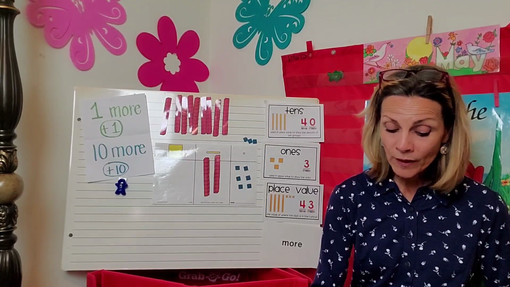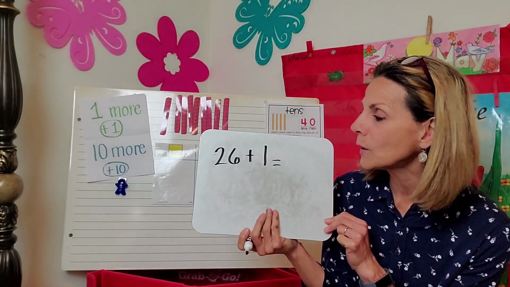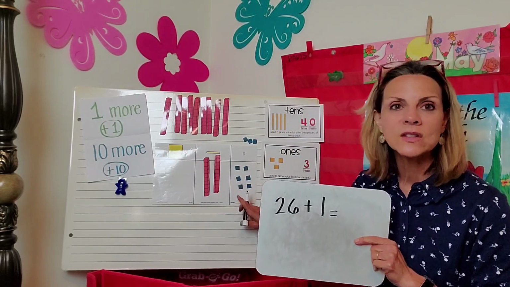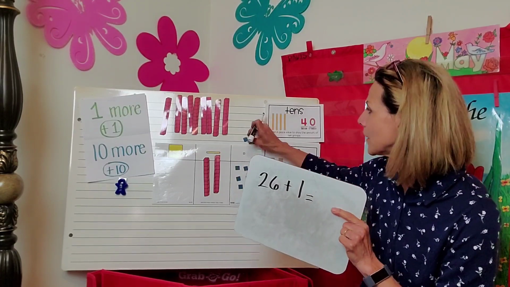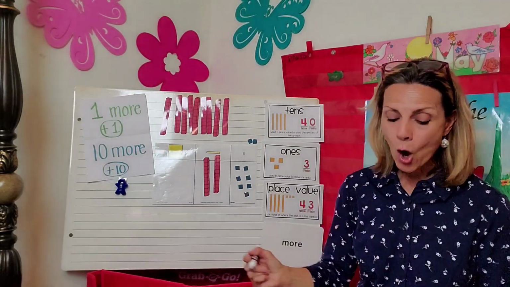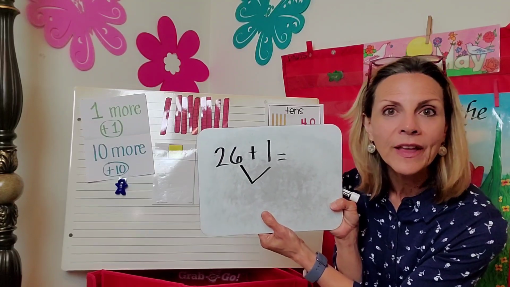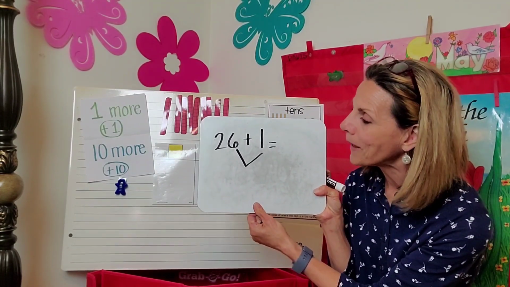And I'm going to start with adding one more to 26. Now, I know in the number 26, that 6 is in the ones position, and I've already built 6 ones. And now I'm going to be adding one 1 to it. So let me go ahead and pull that down. And on my board, to show my work, I'm just going to add a little math caret. I like to work underneath my math problems to show my thinking.